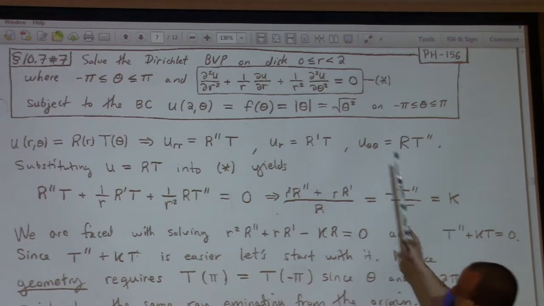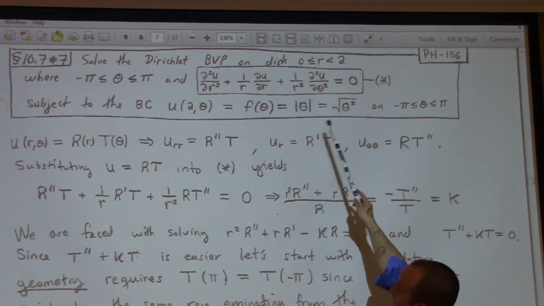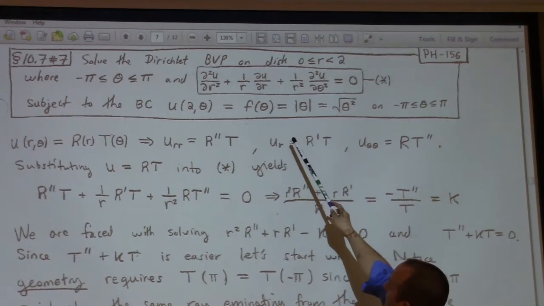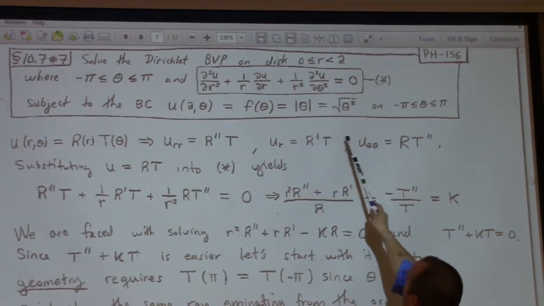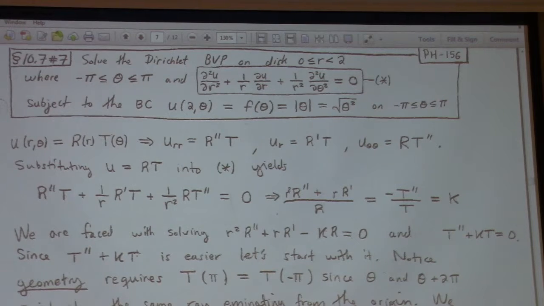Anyway, so we'll solve the Dirichlet boundary value problem for the disk, subject to the boundary condition f of theta is the absolute value of theta on minus pi to pi all the way around. So this one's kind of interesting because when you do the separation of variables, you get minus T prime prime over T equals k.